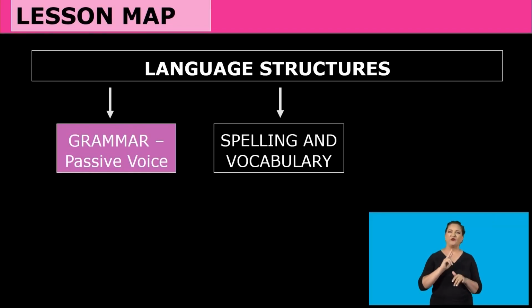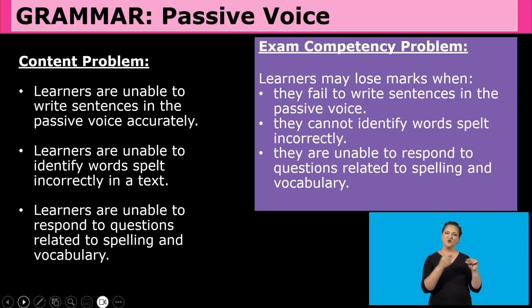All those English superheroes, welcome back from your ad break. We will now be looking at passive voice under our little grammar exercise still. Learners are unable to write sentences in the passive voice correctly. Learners are unable to identify words spelled incorrectly in a text, and learners are unable to respond to questions related to spelling and vocabulary. Now, when you're unable to do all of that, it's going to be a challenge because you're going to be losing marks in the examination.